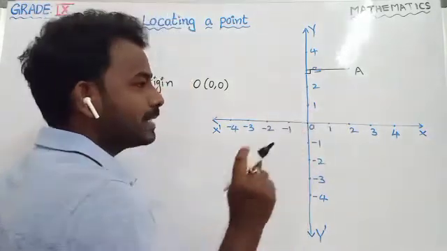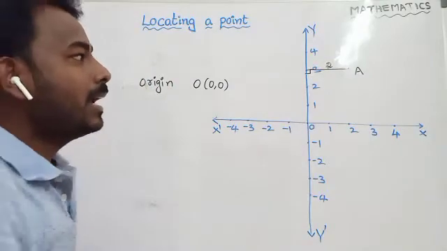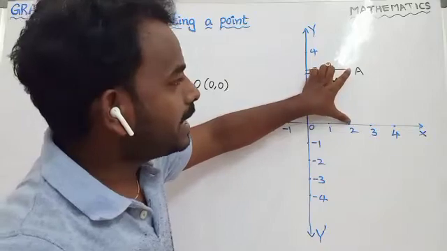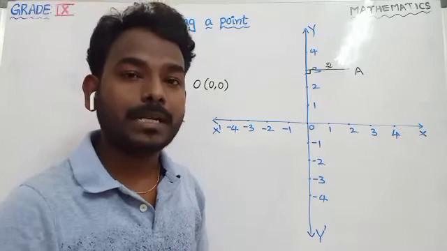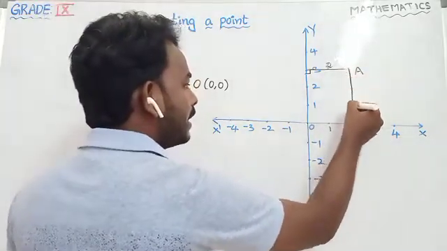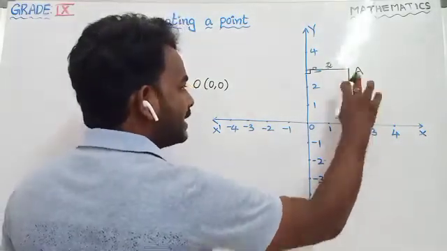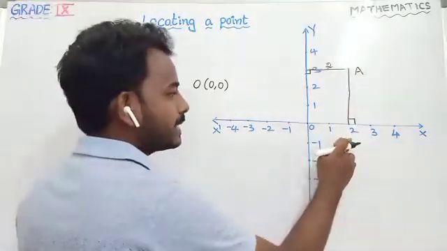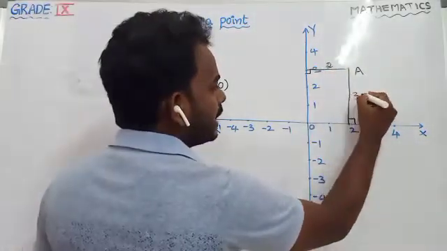It is 2 units distance from the y-axis. So it is 2 units. And what is the distance between the point and the x-axis? What is the perpendicular distance of this point from the x-axis? You need to draw a perpendicular from this point to the x-axis. This is considered the perpendicular distance of the point from the x-axis. If you check, it is from 0 to 3, which equals 3 units.